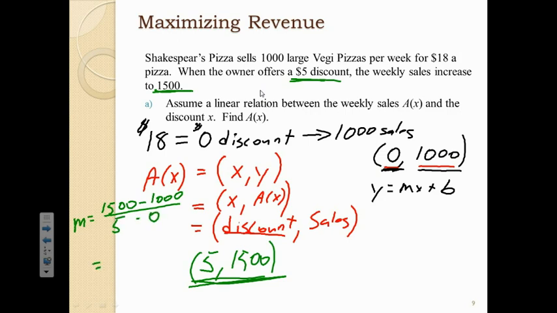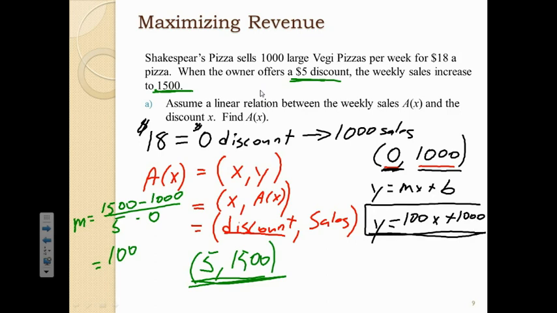And so that's going to be 500 over 5, which is going to give us 100. So we know that our slope is 100, so our formula becomes y is equal to 100x plus 1,000. And that's the relationship between the two. That's what we're looking for here. Our y, in this case, would be equal to A of x is equal to this. So now, we finally found what the linear relationship is.